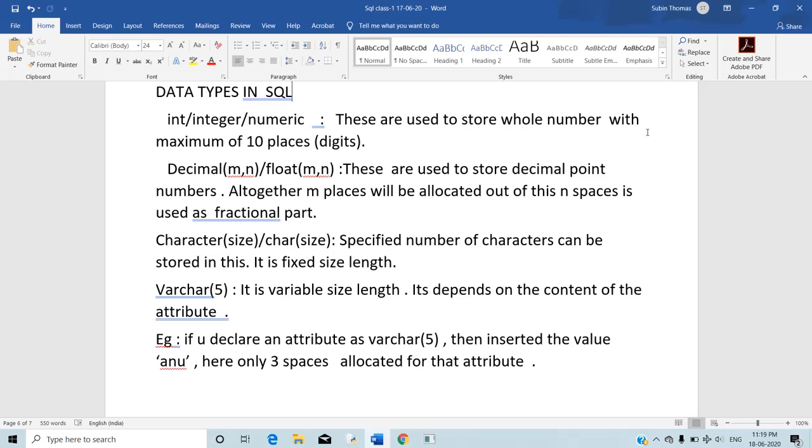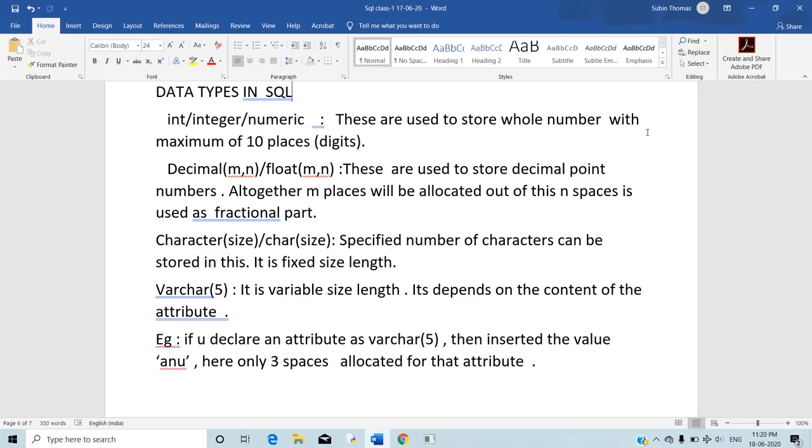That means if you give address as character of 10, you can store a maximum of 10 characters under that attribute. If you enter a value which is less than 10, it will still allocate 10 memory spaces for that particular attribute. That does not depend upon the value you enter in that attribute. If you mention character of 10, altogether it will get 10 character spaces for each record or tuple, which cannot be changed. That is a fixed length.